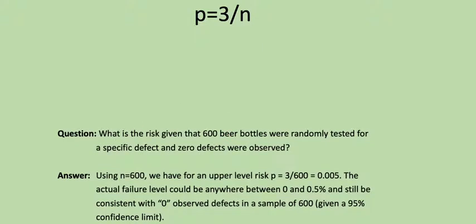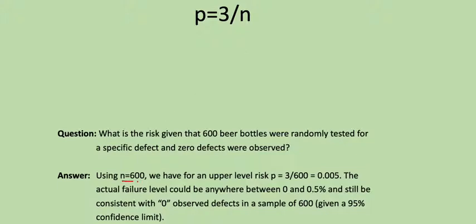Here's a question: what is the risk given that 600 beer bottles were randomly tested for a specific defect and zero defects were observed? Imagine a supplier with a bunch of product on hold, who sampled 600 of these beer bottles that may have some kind of suspect nonconformance, and he found zero. Does that mean there are actually zero defects in the bigger lot he sampled? Well, here's where the 3 over n rule will tell us how bad quality could really be.